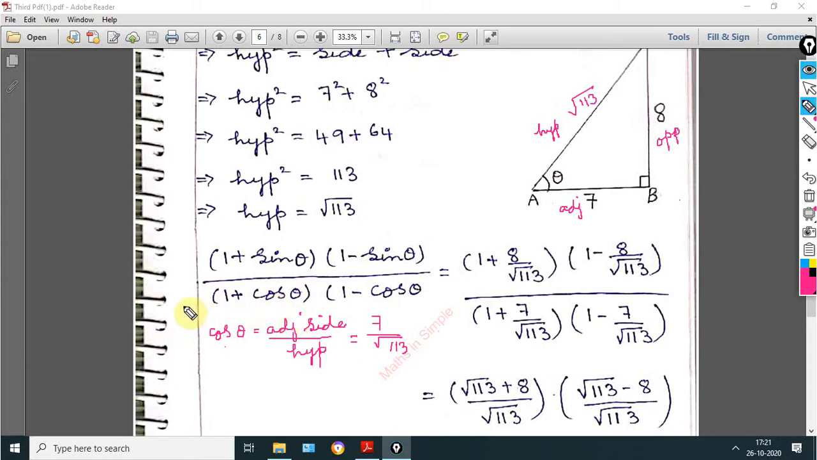Now, we are placing these values. 1 plus, what is the cos theta value? 7 by under root 113. Into, so we wrote into. 1 minus, so we wrote 1 minus. What cos theta value did we get? 7 by under root 113. So, 7 by under root 113 we wrote. Okay, now we have substituted all the values. Now, I am erasing this.